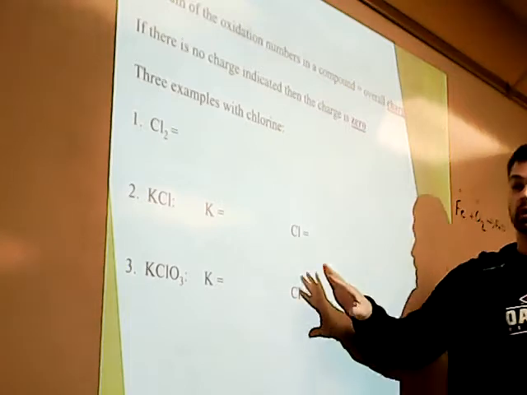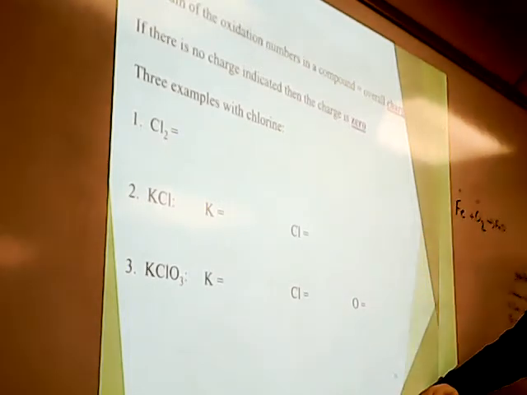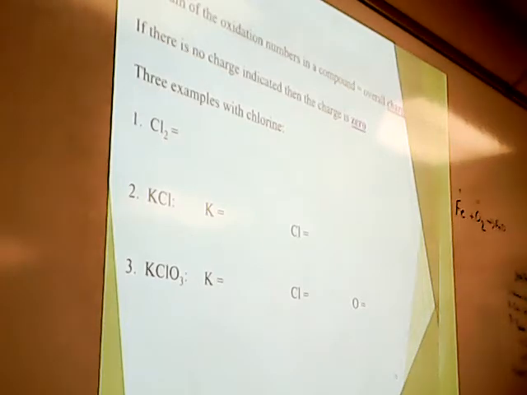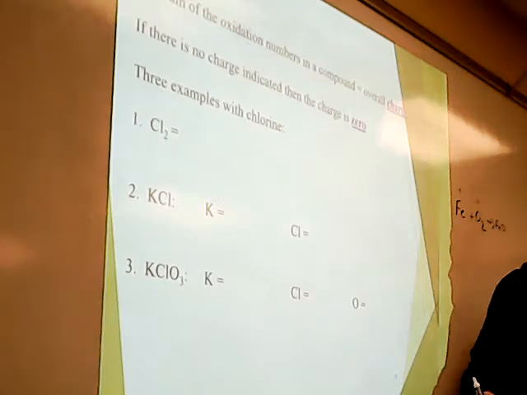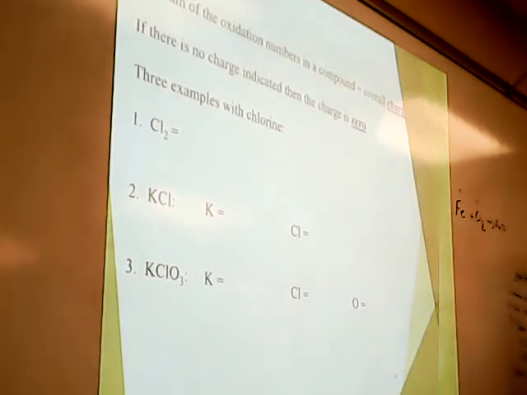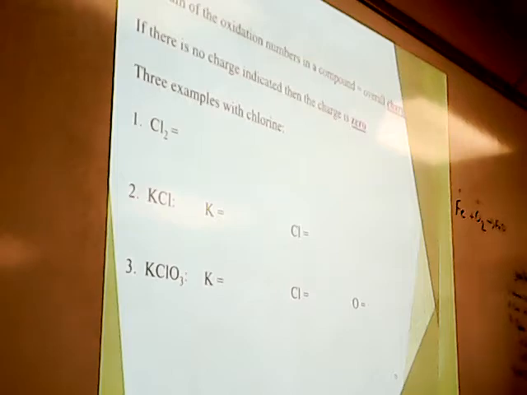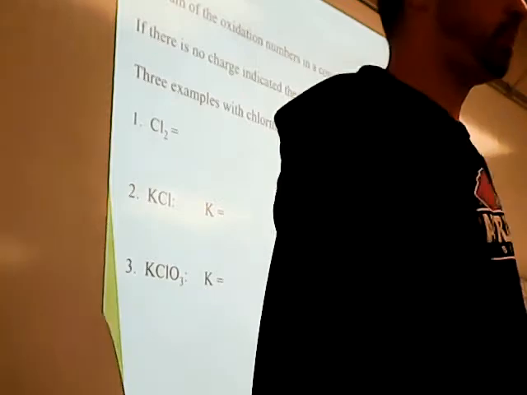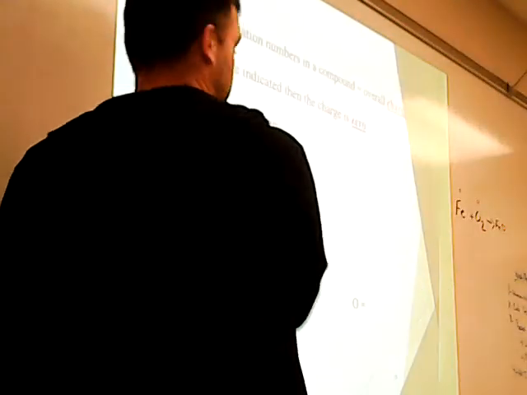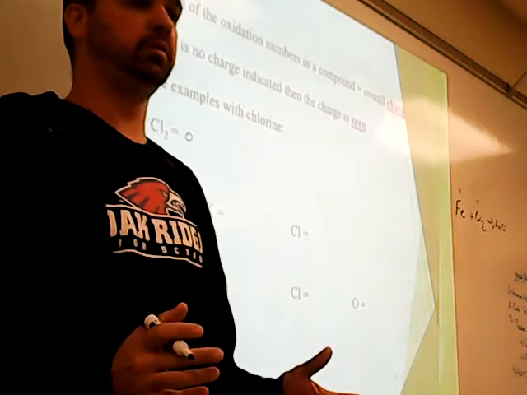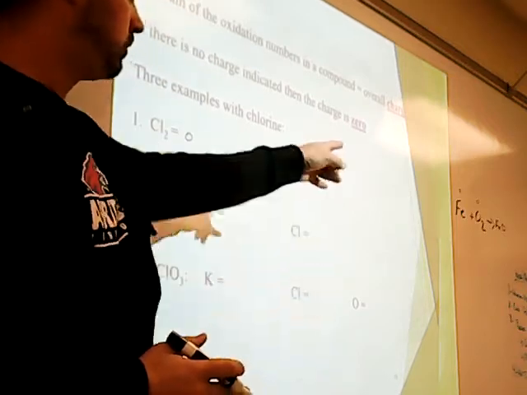Okay? So, using these examples, all right? The sum of the oxidation numbers in a compound equals the overall charge of the compound. Okay? So, we'll talk about that here in a second. If there's no charge indicated, then the charge is 0. All right? So, when we look at Cl2, what's the charge over Cl2? 0. Because that's one of your first rules, right? All diatomic molecules are always 0, like O2.